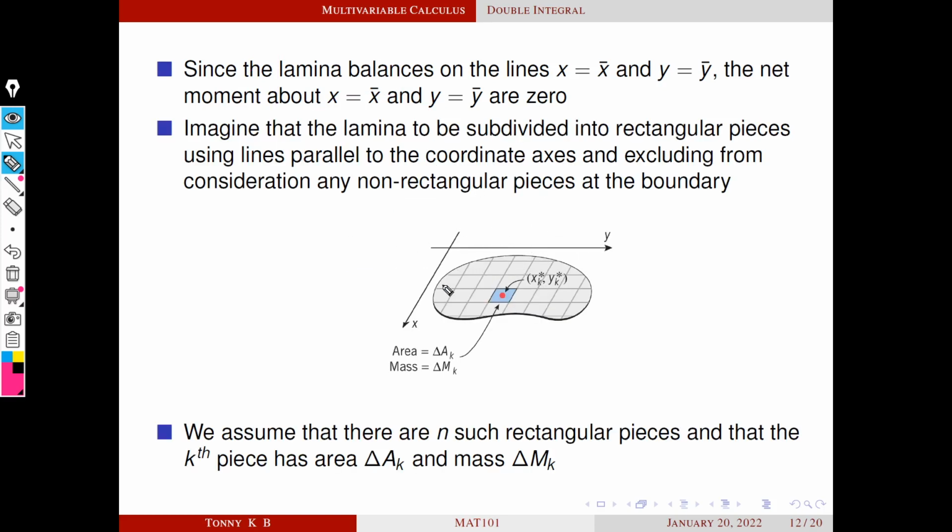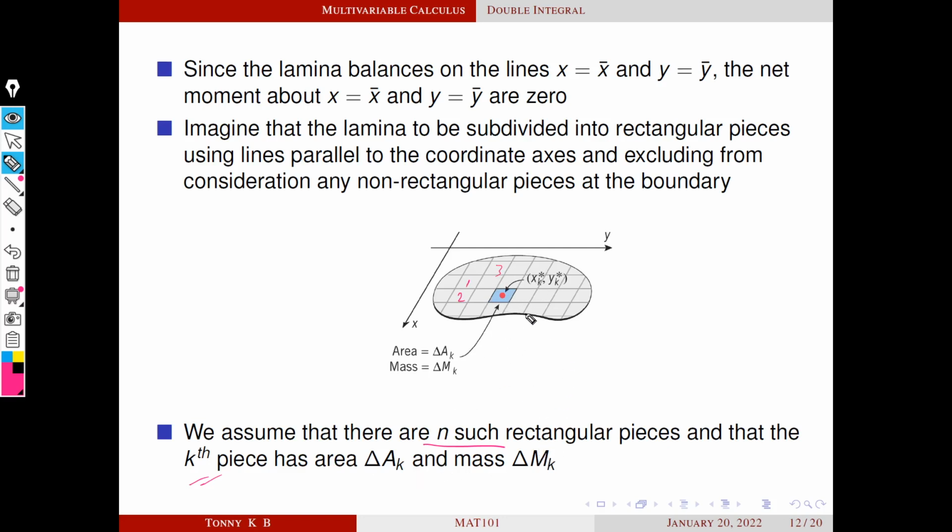First of all, we subdivide the lamina into small rectangular pieces using straight lines parallel to the x-axis and y-axis. Okay, and we consider only the rectangles which are completely inside the lamina. And we assume that there are n such rectangles completely inside the lamina. Suppose this is our first piece, second piece, etc., and this is our kth piece. The kth piece has area delta A_k, and the mass of the kth piece is delta m_k.